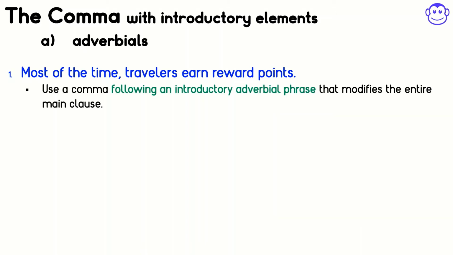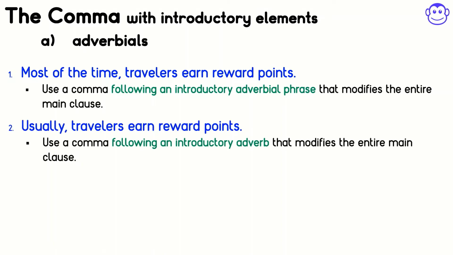If an introductory adverbial phrase seems to modify the entire main clause, put a comma after it. In this sentence, the adverbial phrase could be replaced by the adverb of frequency, usually. So the sentence would read, usually, travellers earn reward points. Please note that a comma is included after the introductory adverb, as the same rule that applies to adverbial phrases also applies to introductory adverbs.